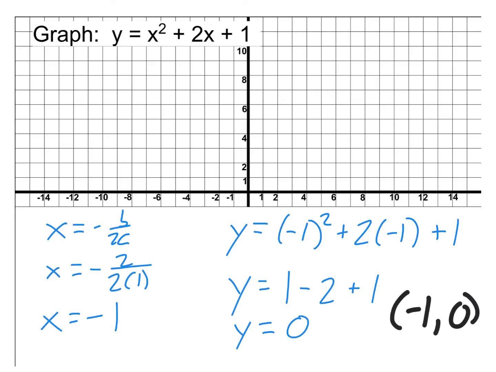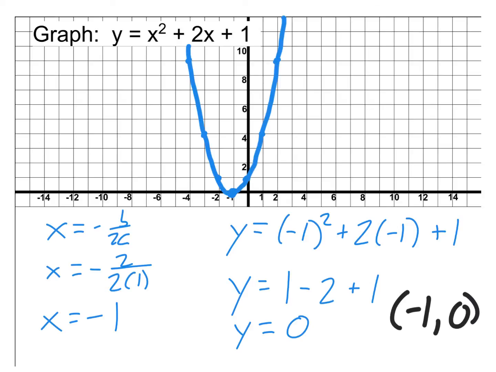So I plot that point, and having plotted that point, it's now the same old x squared graph that I've been doing for a long time. So over 1 and up 1, over 2 and up 4, over 3 and up 9, and then go ahead and draw in your curve.